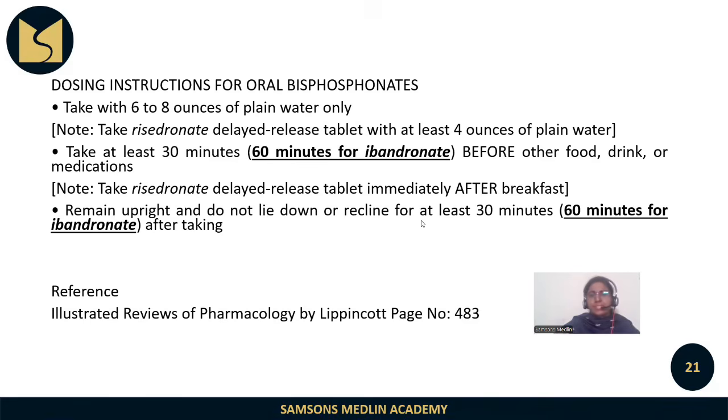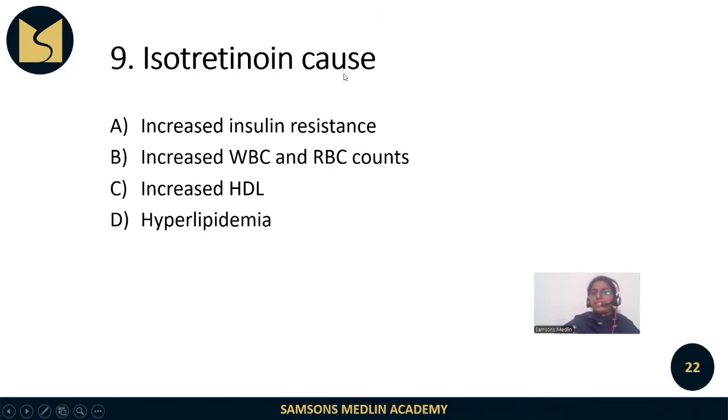Now let's move to the next question. Isotretinoin causes: increased insulin resistance, increased WBC and RBC counts, increased HDL, or hyperlipidemia. Which effect is caused by isotretinoin? Answer is option D, hyperlipidemia.